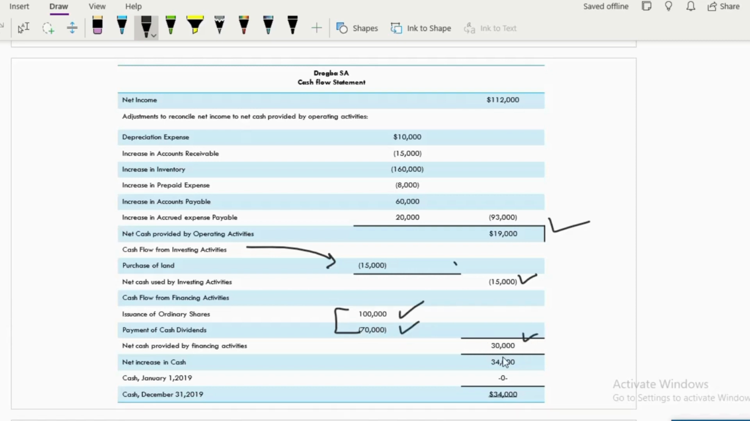So net is 30,000. When I add this 19,000 with minus 15,000 and with plus 3,000, the change in the cash is 34,000, which is exactly what we calculated in point number 1. And there is no opening balance, so I add the opening balance and I get my ending cash balance, which is 34,000.